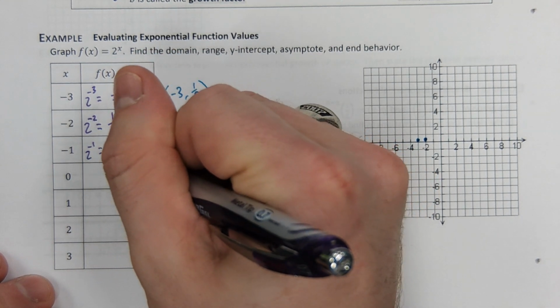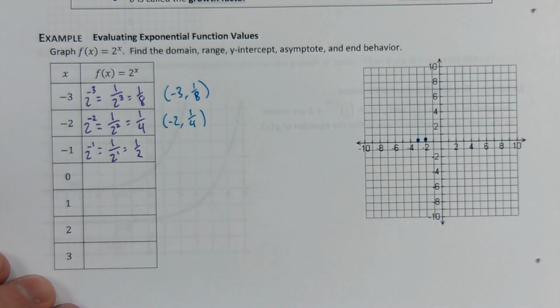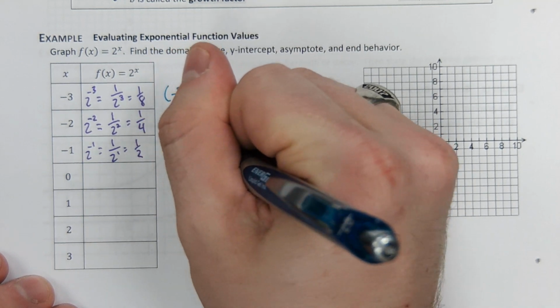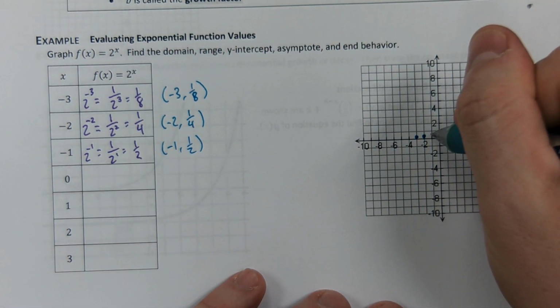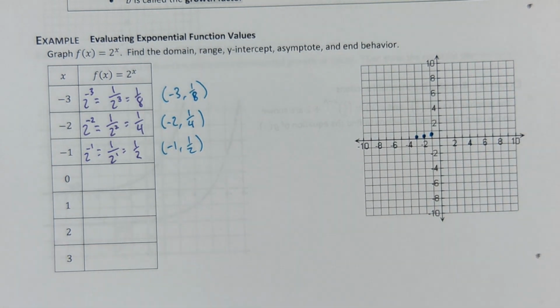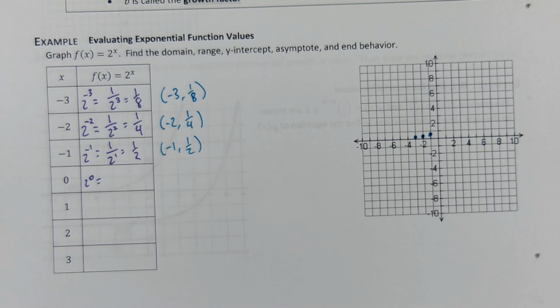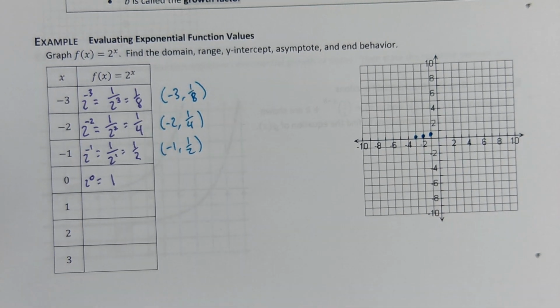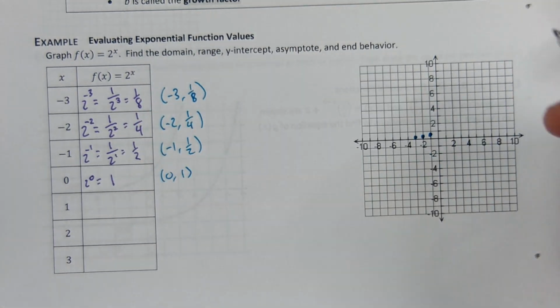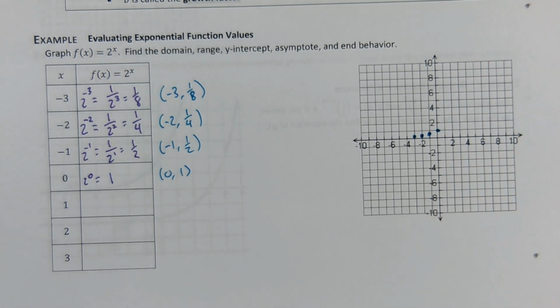Two to the -1 is 1 over 2 to the 1st, which is just 1/2. So we have -1, 1/2. I should be able to see the difference there. Yeah. See, it's already starting to curve up. Everything to the 0 power is 1, except for 0 to the 0. We don't do that. But 2 to the 0 is 1. 0, 1. Ah, my y-intercept. How about that? Yeah, if you want to find a y-intercept, you always just plug in x equals 0. That's how you find the y-intercept for all functions.